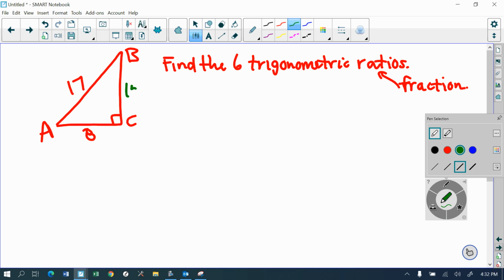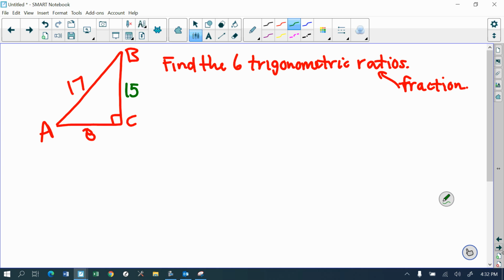And if you have your Pythagorean triples memorized, you know it's an 8, 15, 17 Pythagorean triple. I don't have to do any work. Otherwise, you have to use Pythagorean theorem to go ahead and do that. And I'm not going to do that. Pythagorean theorem was in the first semester and in middle school. Okay, so my six trigs, sine, and reciprocal of that is cosecant.